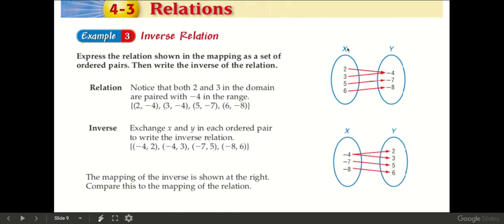Again, if you notice, it looks just like the mapping up here, except now the y values are the x values and the x values are the y values. And again, we're going in this direction where each x coordinate is now mapped with each y coordinate in that direction. So that's relations and mappings and inverses.